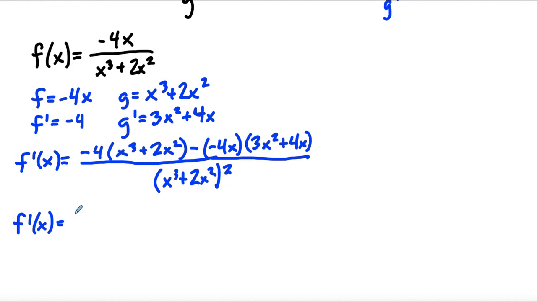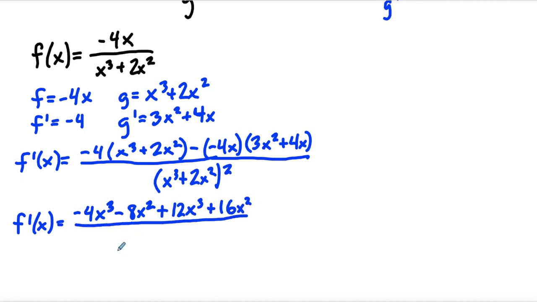So now we're going to start distributing here. Negative 4 times x cubed is negative 4x cubed, and negative 4 times 2x squared is going to leave me with negative 8x squared. Now here, let's just think about the fact that the negatives cancel out, so I have positive 4x. And so I really have positive 4x times 3x squared, which is going to leave me with plus 12x cubed. And then I have positive 4x times 4x, which is going to leave me with 16x squared. Okay, so we'll be able to combine those in a second. But in the denominator, I still have the same thing: x cubed plus 2x squared, quantity squared.